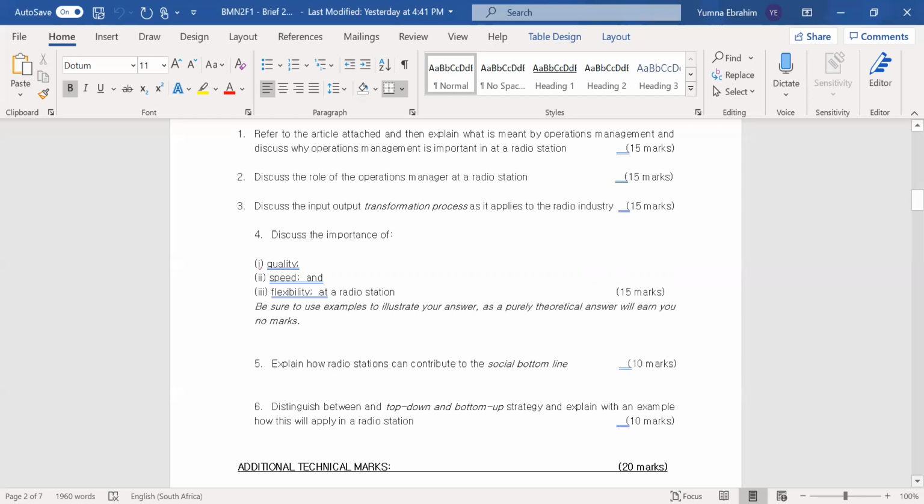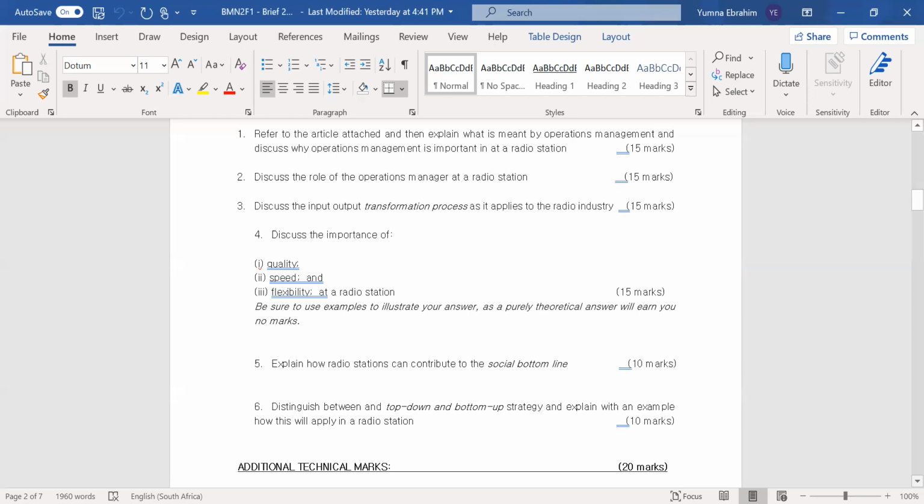Radio stations, during the quiet months in December, January, people who don't have families, for example, they listen to their radios. That's their companion. People who live alone, a lot of the times their companion is the radio. Okay, so I want you to look into the social bottom line and how can radio stations contribute to that?